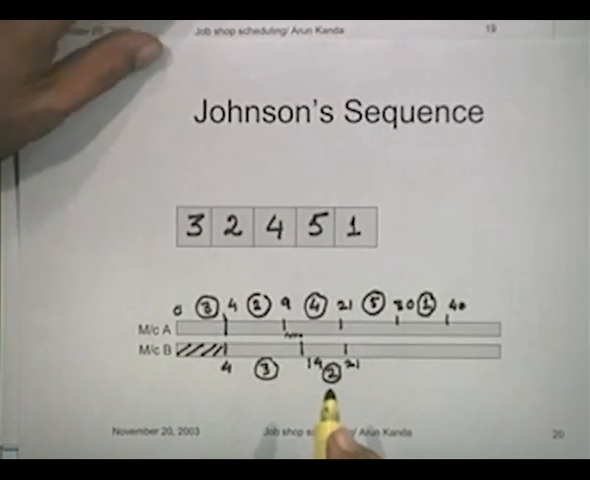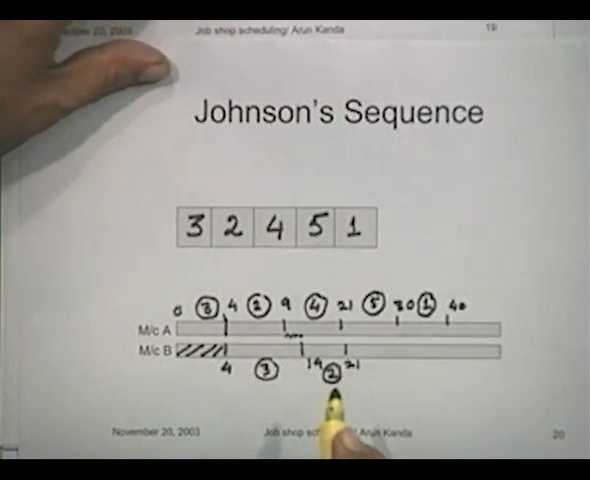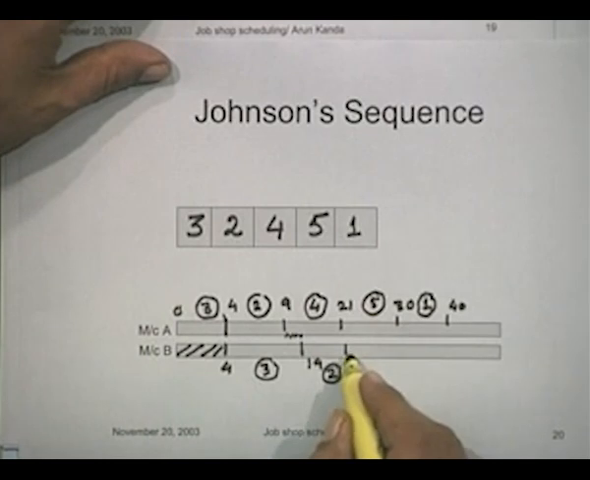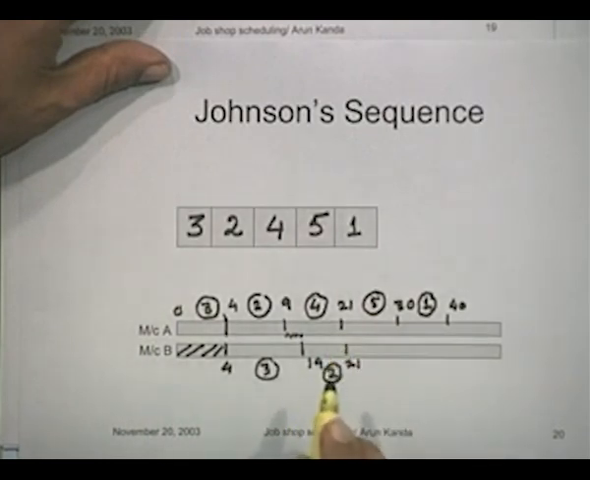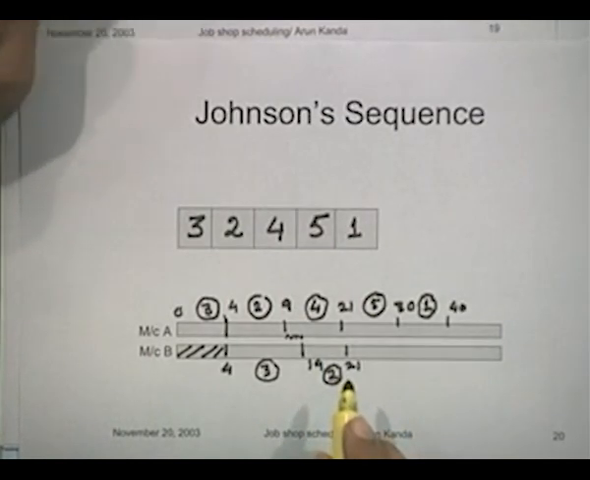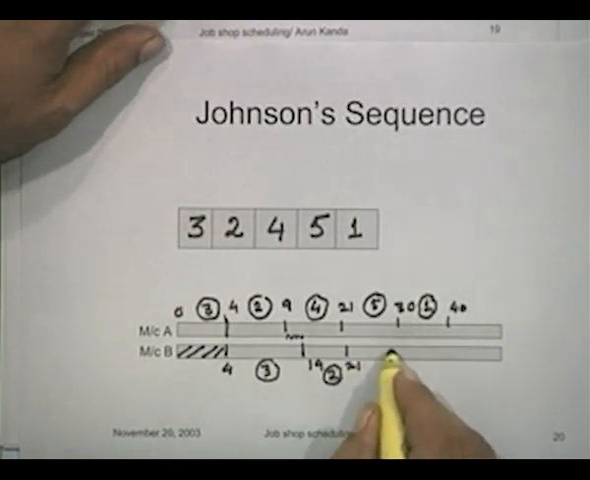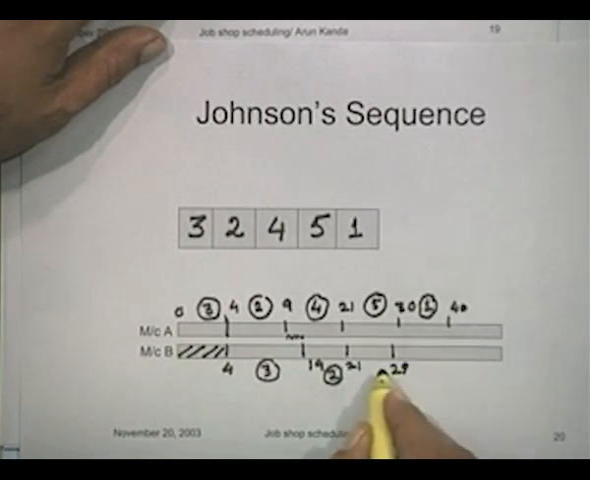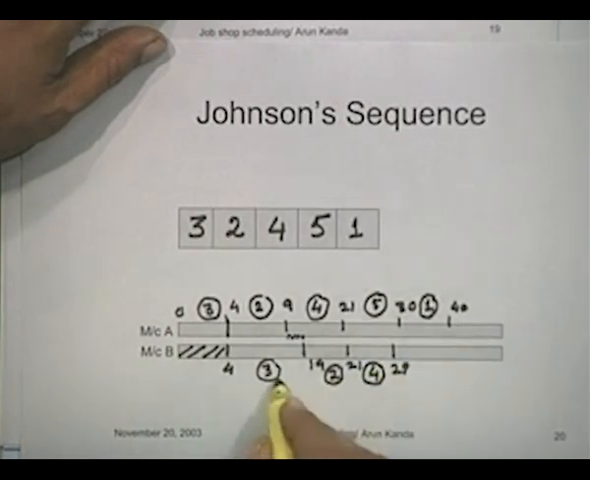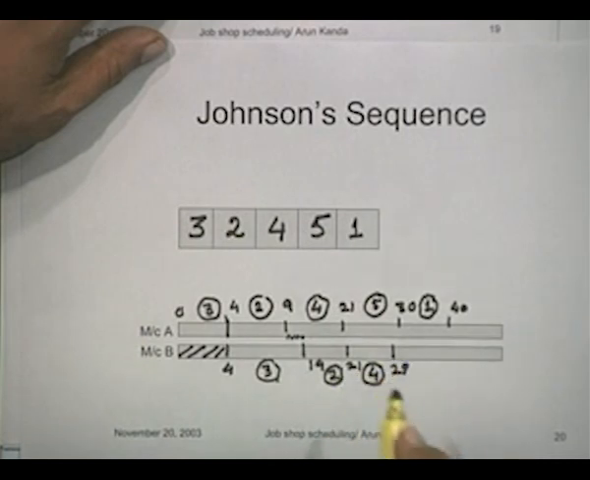Job number 4 will require a processing time of 8 units. This is at 21, this is at 21, so the job doesn't have to wait now. Job number 4 will go up to 29, so it will be over here. And this is now job number 4, so 3, 2, 4 and at time 21.